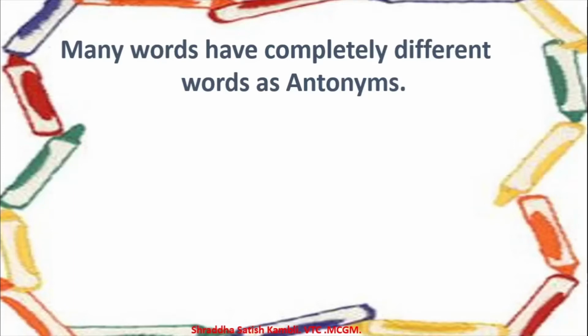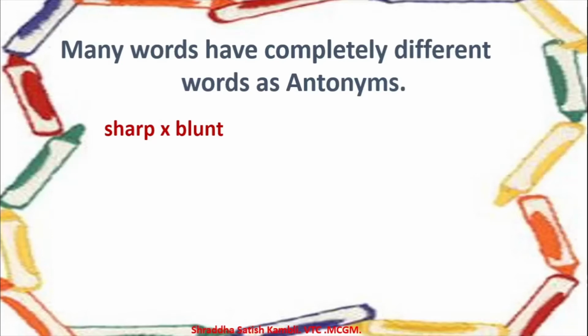So there are some words which have completely different words as antonyms. Just like when we talked about adjectives, especially when we talked about adjectives, there are some which are totally different from the original word. In the same way, some antonyms are totally different from the word which is given to you originally. Alright, let us see some examples. So see, sharp, the antonym is blunt.